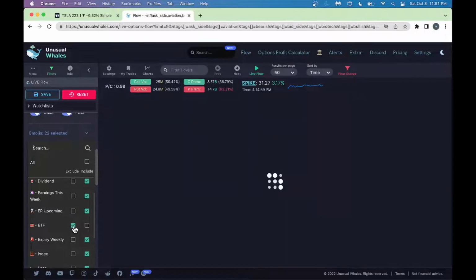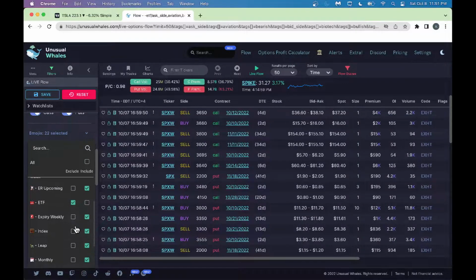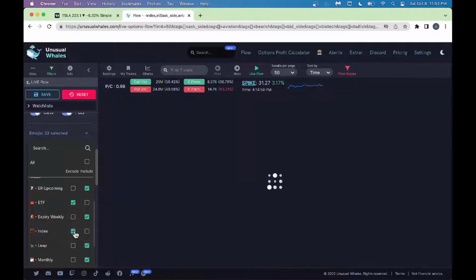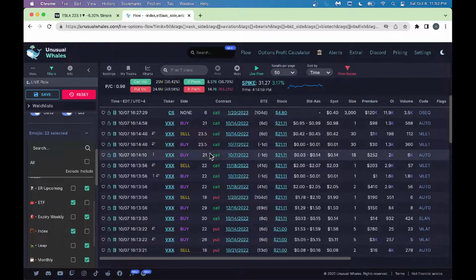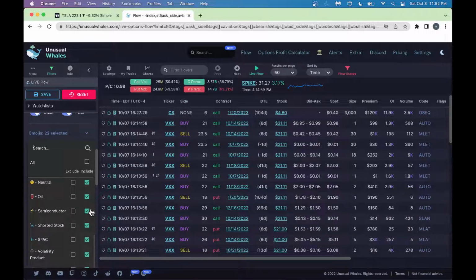So let's select ETF here, and index also. Let's just get rid of it for now. So you focus on stocks to begin with, and you can have a separate watch list for index. There you go. Now we've got rid of all these ETFs to begin with. Look, we've got some VXX here. Let's get rid of the volatility products here. So you can go down here and get rid of volatility products.